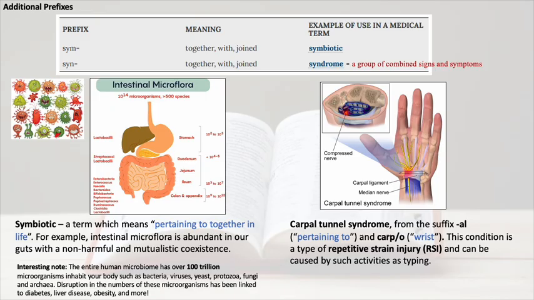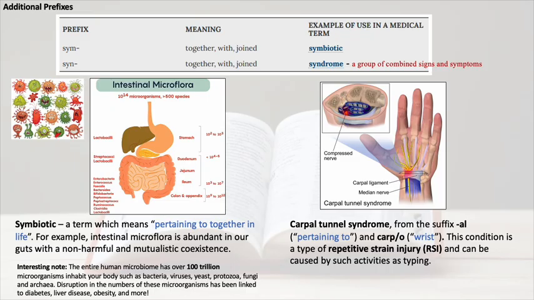Now, syn in the context of syndrome refers to a group of combined signs and symptoms. So, in carpal tunnel syndrome, carpo means wrist, so pertaining to the wrist. This term specifically occurs when nerves and tendons in the wrist become compressed. And this often occurs with repetitive strain.